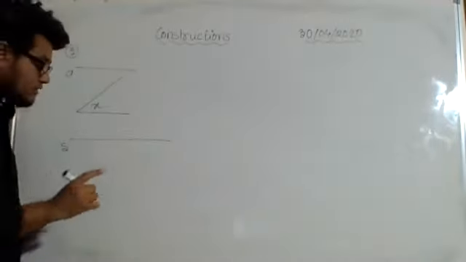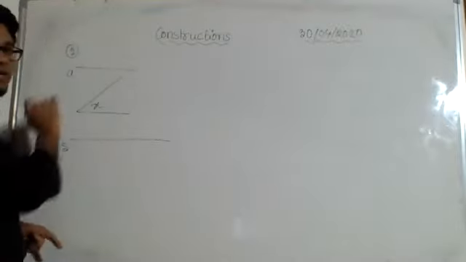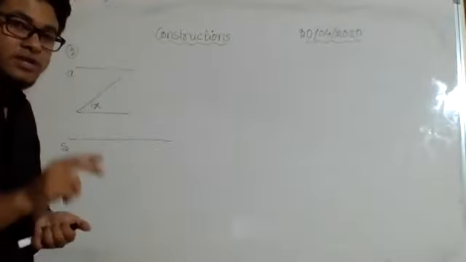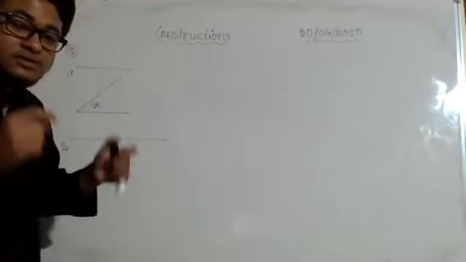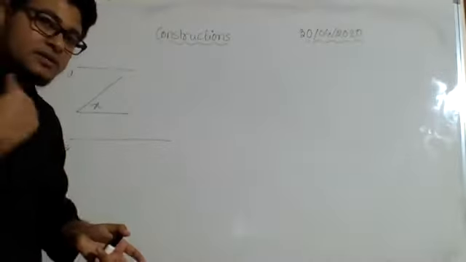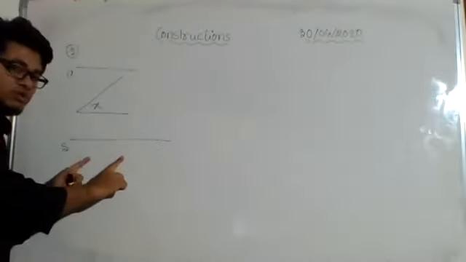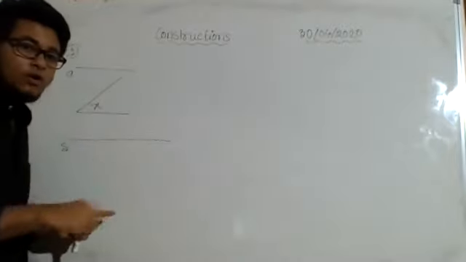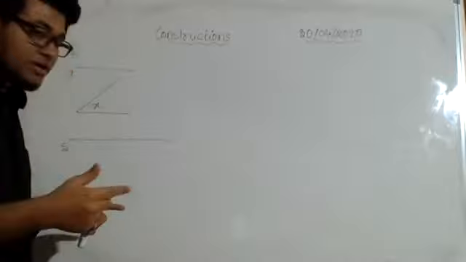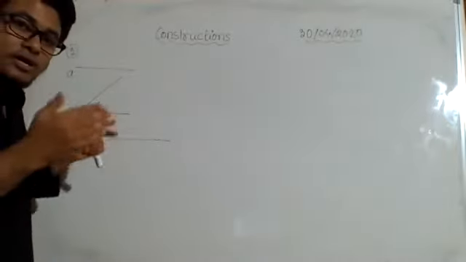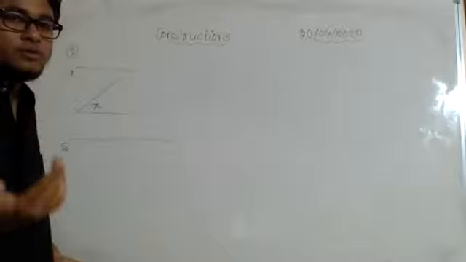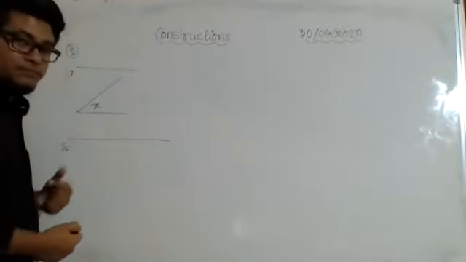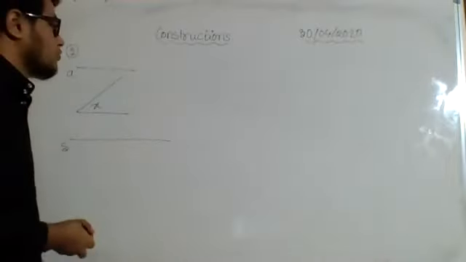Kindly take care of this, that S is definitely greater than A, because we know that for a triangle, the summation of any two sides is greater than the third side. That is why the summation of these two sides has to be greater than A. If you take this as equal to A or less than A, then what will happen? You will not be able to construct the triangle. So make sure that S is greater than A. Now let us see how to draw it.